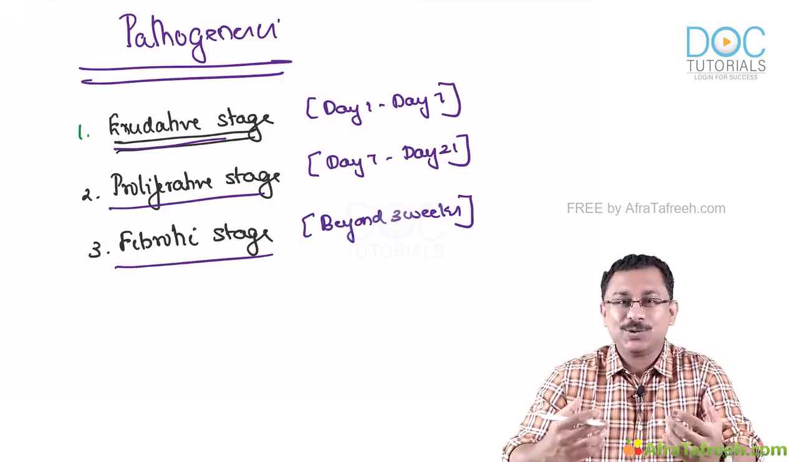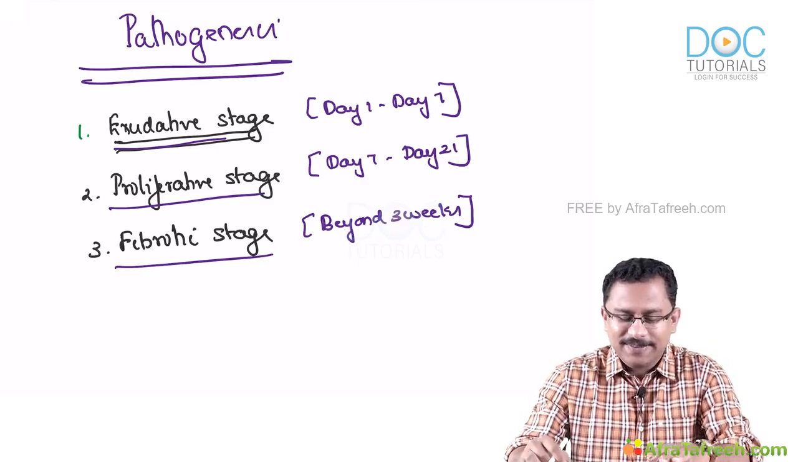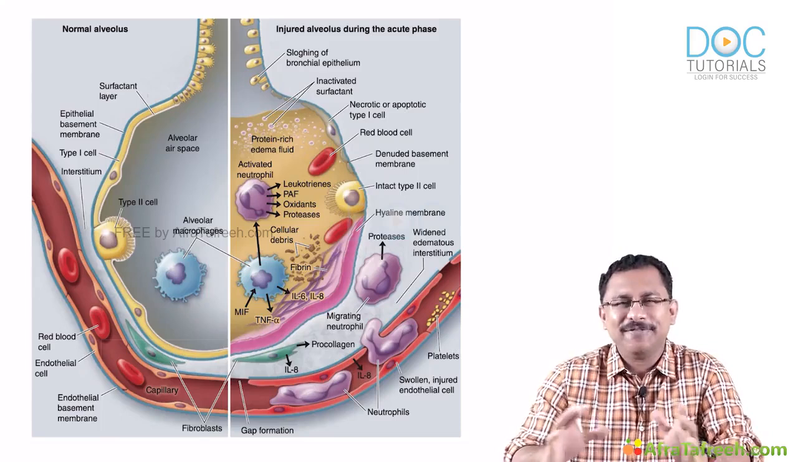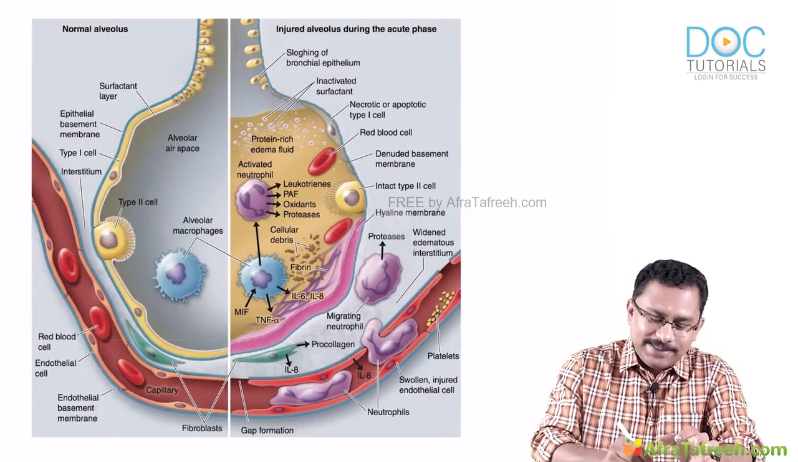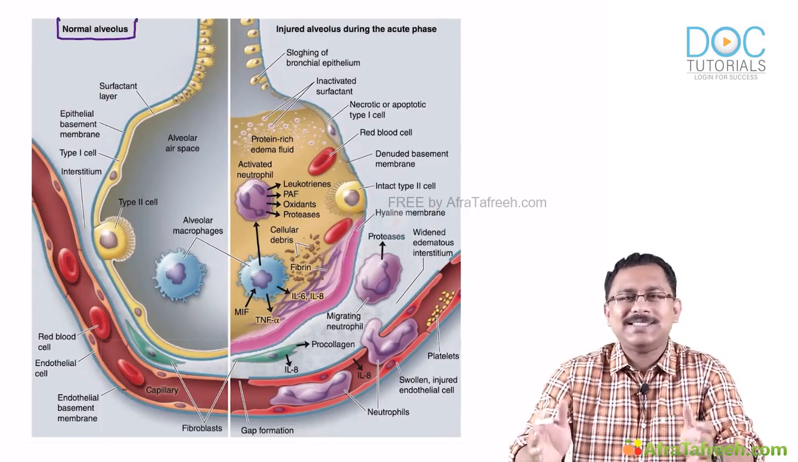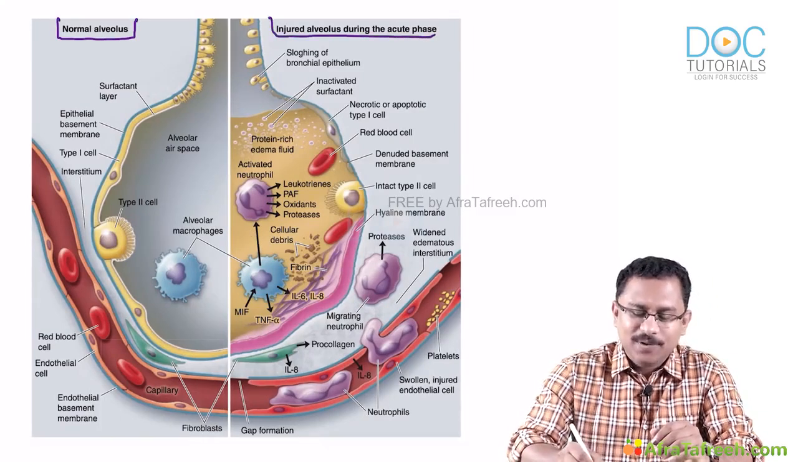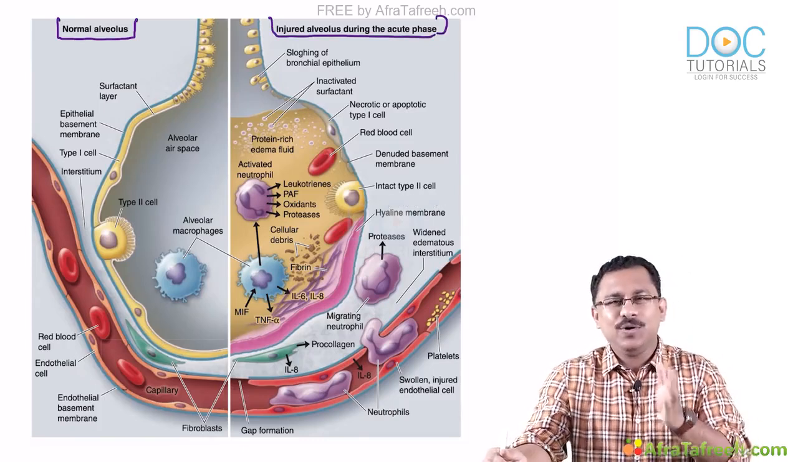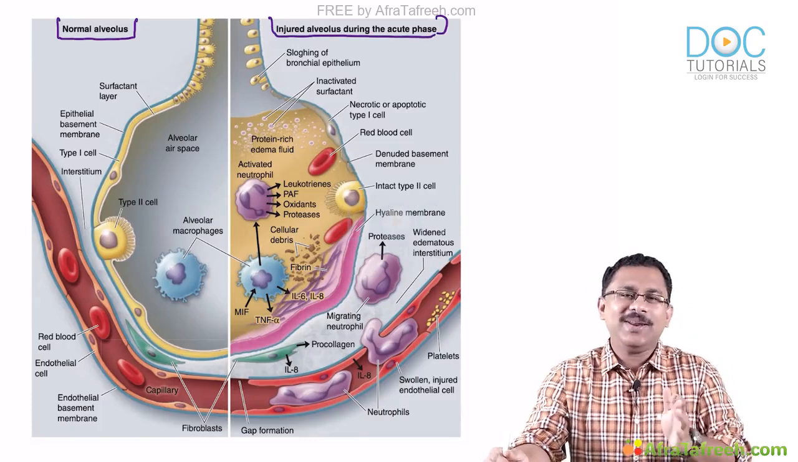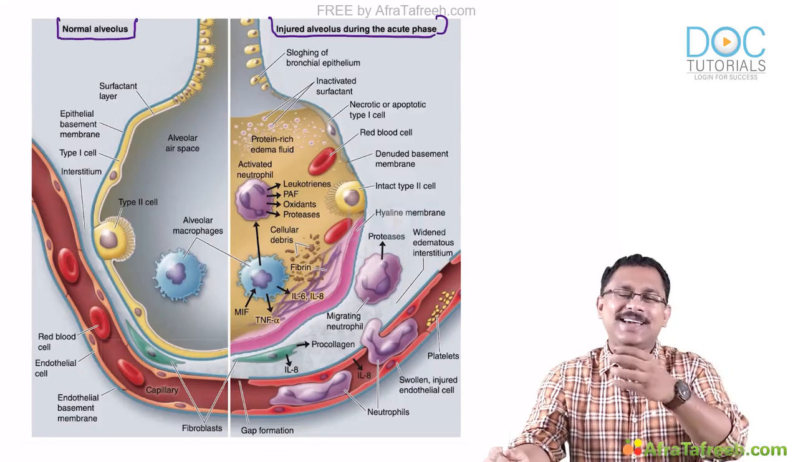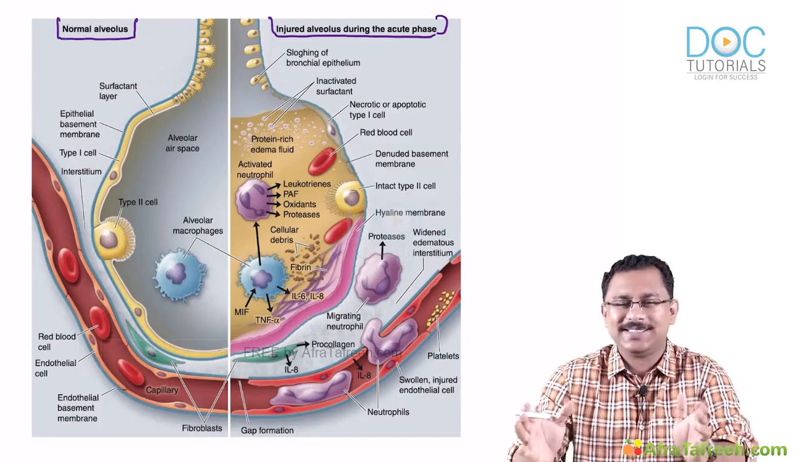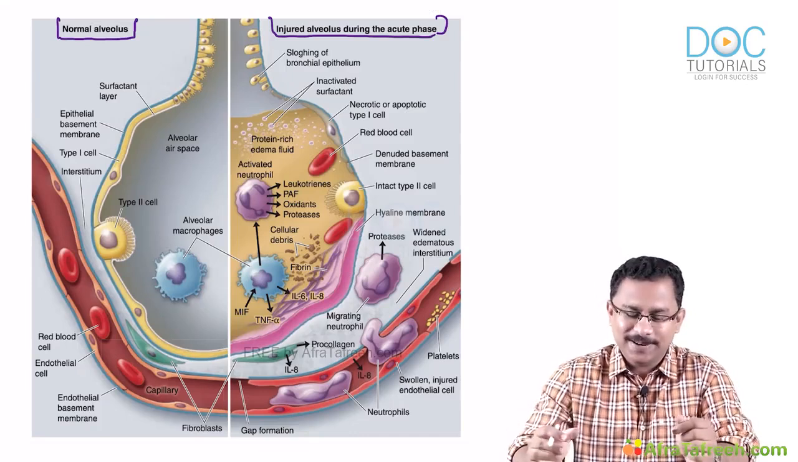So let's come to the pathogenesis proper. Now I've taken this very nice picture from Harrison, which actually summarizes everything about ARDS. They have given a comparison between the normal alveolus as well as the injured alveolus during the acute phase of ARDS. When I say acute phase of ARDS, I predominantly mean the corresponding pathological stage, the exudative stage. That is day 1 to day 7.